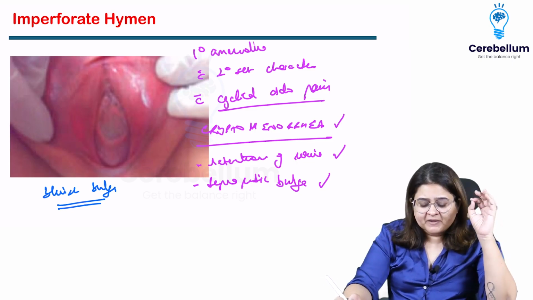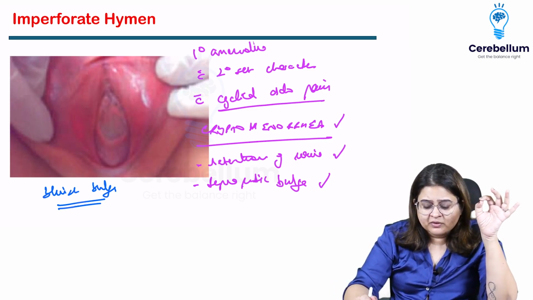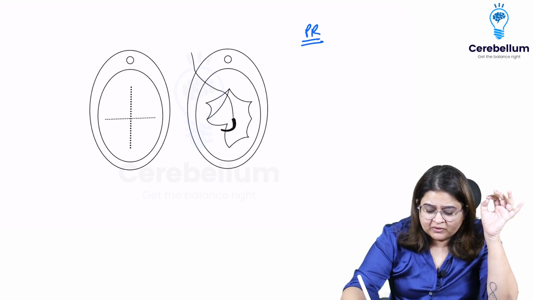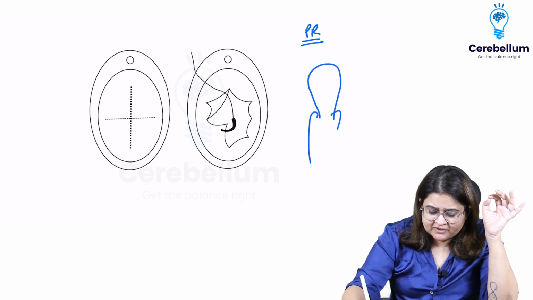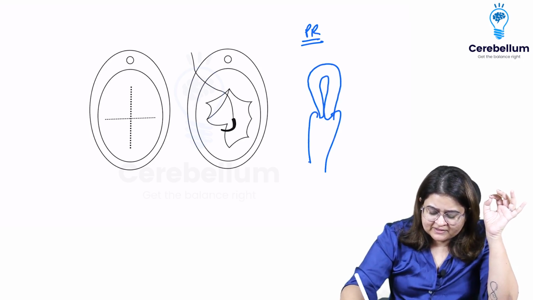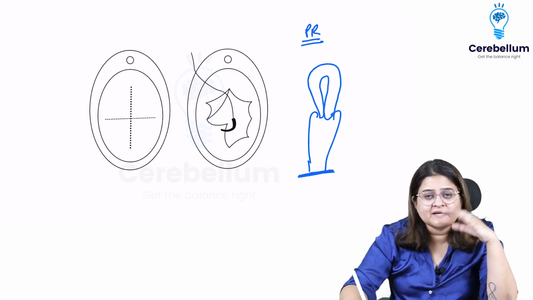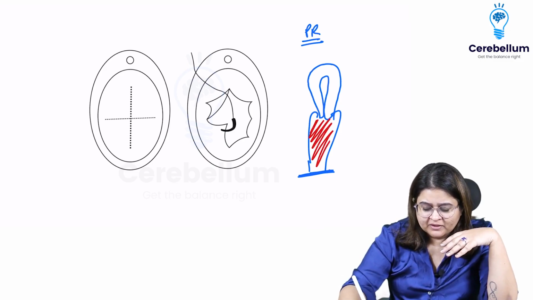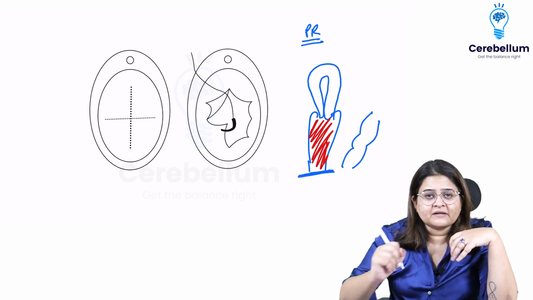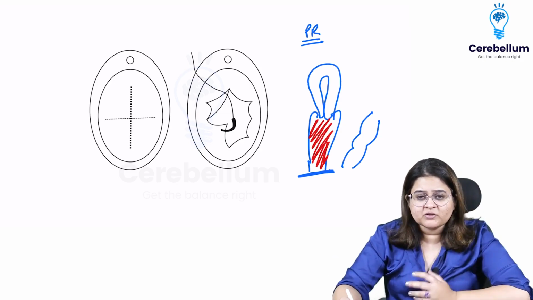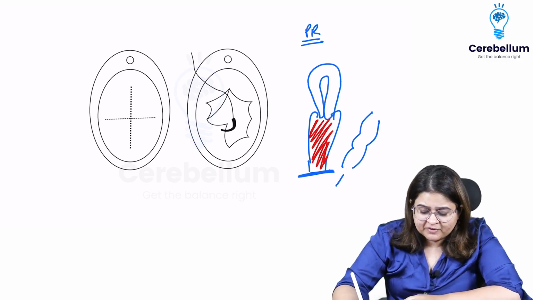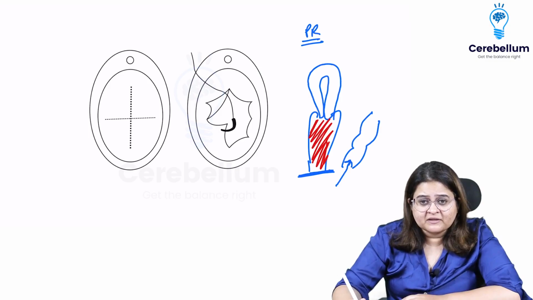Now, another examination you can do, which has come in the exam earlier, is a per rectal examination. Now, look at this picture. I'm drawing the uterus here. This is the uterus, this is the vagina, and here is the obstruction right at the introital level. So you have blood accumulating all here. Behind the uterus is the rectum. Suppose you do a per rectal examination for this girl, because PV you can't do, the hymen is imperforate.